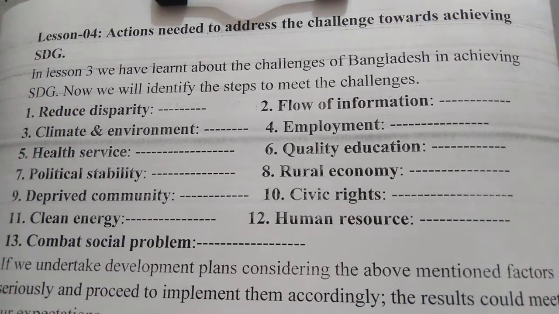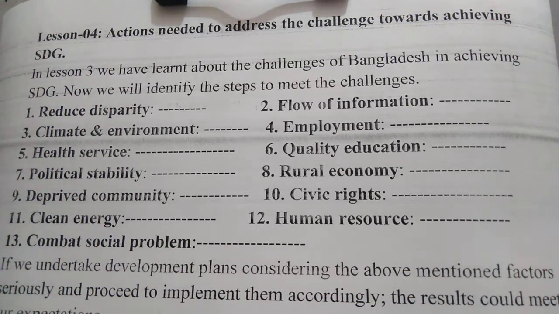Point 7, political stability. A strong political commitment is needed to implementing sustainable development. There is no alternative to a strong political commitment in implementing sustainable development, and that is why political instability we must reduce by strengthening democratic institutions in our country. Point 8, rural economy. Along with agro sector, we have to give priority to the non-agro sector so that we can expand rural economy.